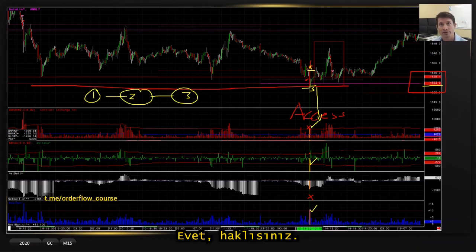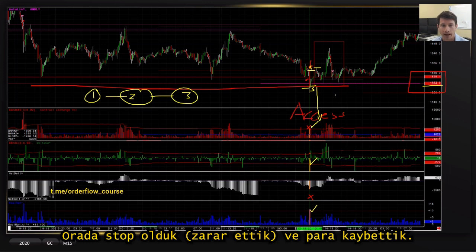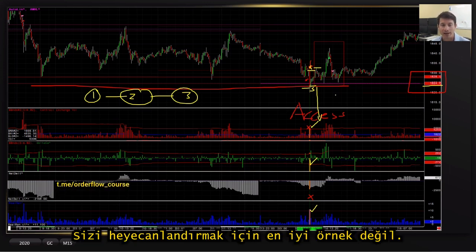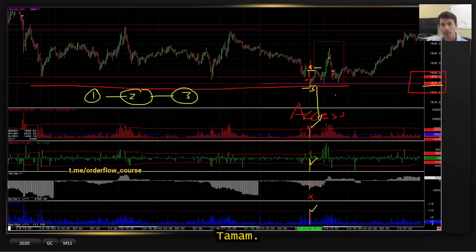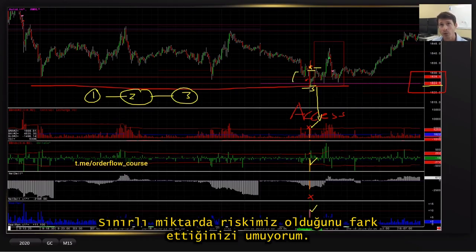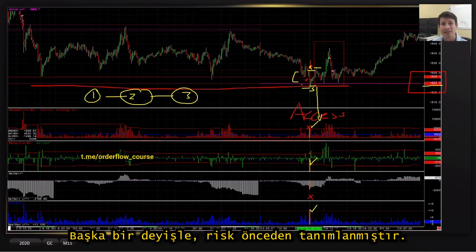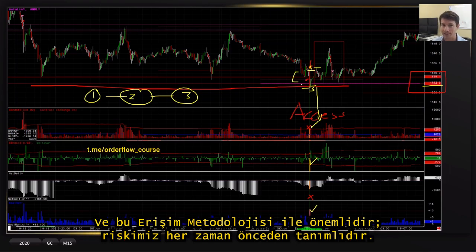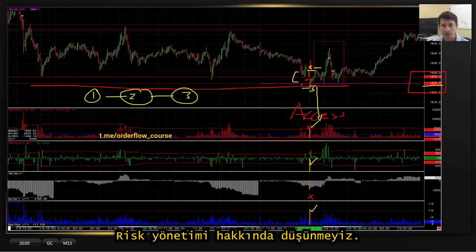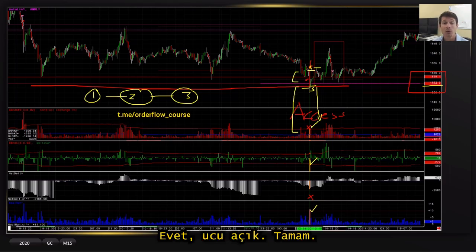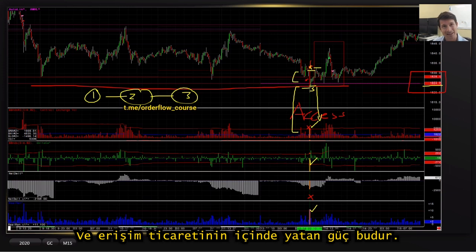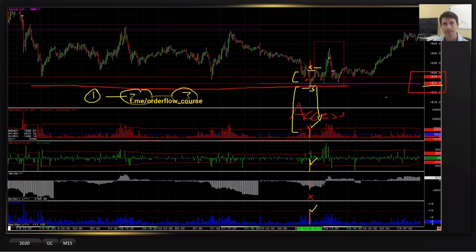Now, yes, warranted, we got stopped out there and we lost money. Right? Not the best example to get you all excited about, but when we go through this, you'll start to see why this is so powerful. Okay? Hopefully you recognize that we have a limited amount of risk. In other words, risk is predefined, and that's important with axis methodology. Our risk is always predefined. We don't think about risk management. It's predefined for us. More importantly, notice how much potential opportunity we have. Well, it's open-ended. Okay, and that's the power that lies within axis trading.